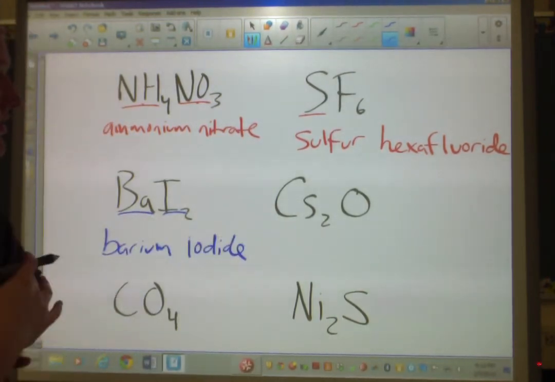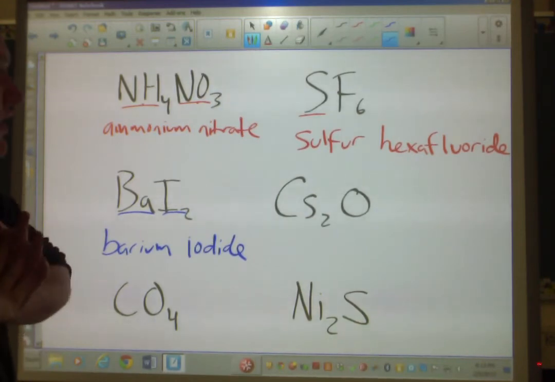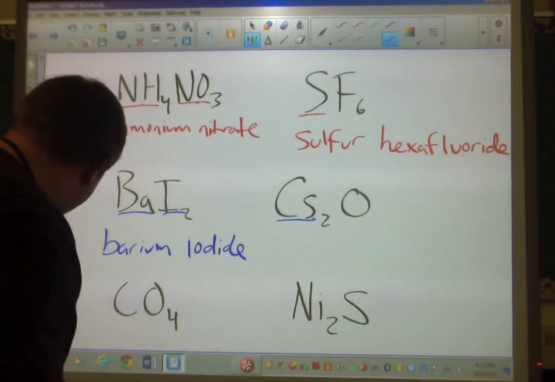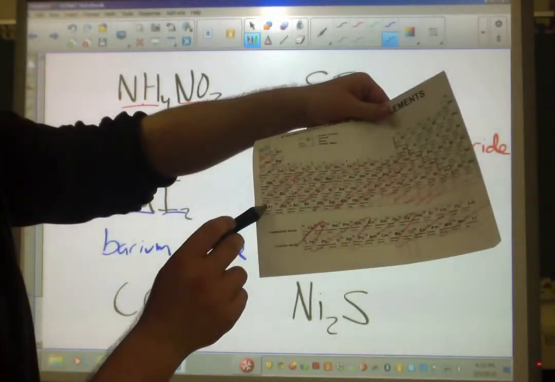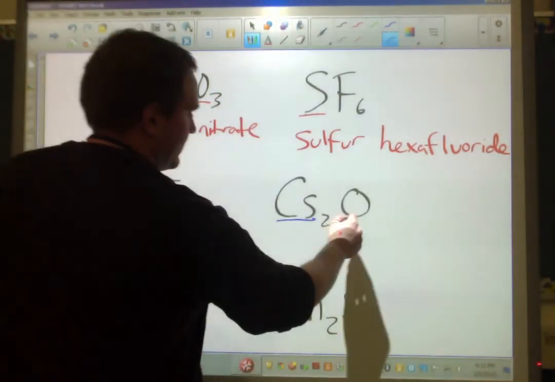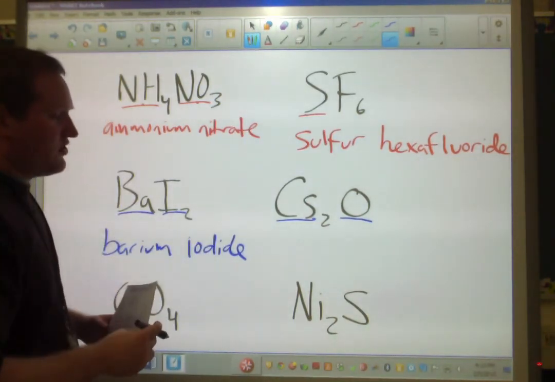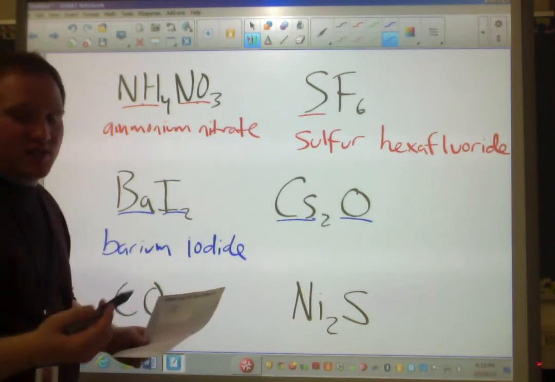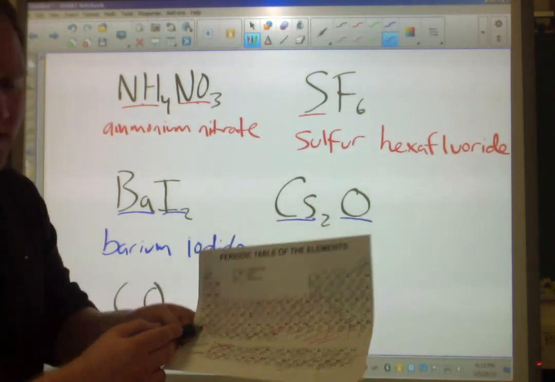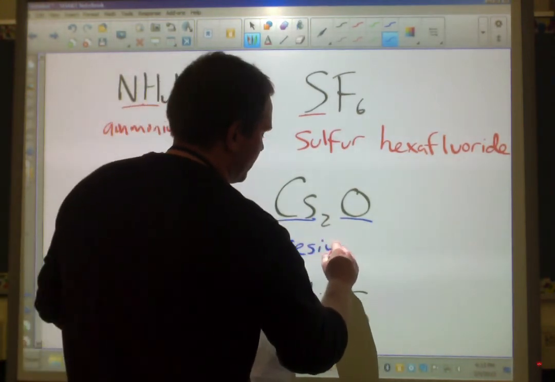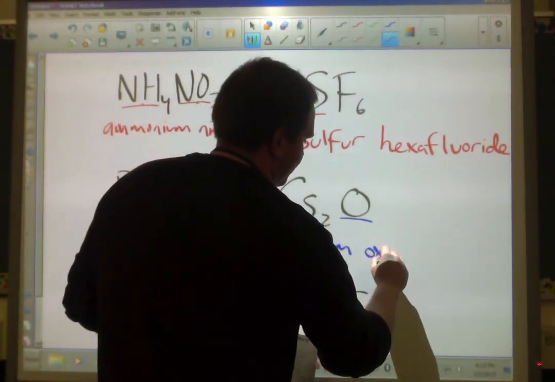Next example here, cesium and oxygen. First question, is this ionic or covalent? Cesium is a metal, down here. Oxygen is a nonmetal. Metal plus nonmetal, ionic. Next question, do I know what the charge on the metal is? Yes, I do. Cesium is down here in group 1A, so I know the charge is +1. So all I have to write is cesium oxide.